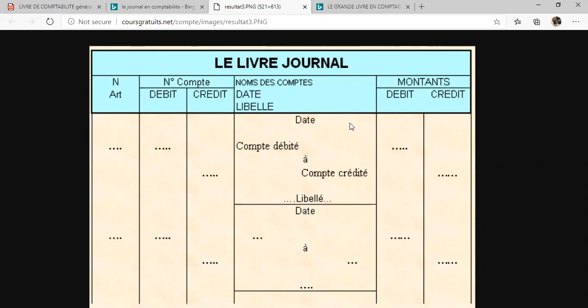So that's it with the definition of the journal. Now we are going to look at how exactly we draw up the journal, and what goes where. Firstly, before we go to this diagram, which is on your screen, there are certain things that we go through when writing something in the journal.